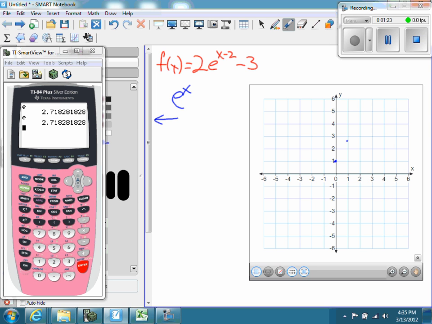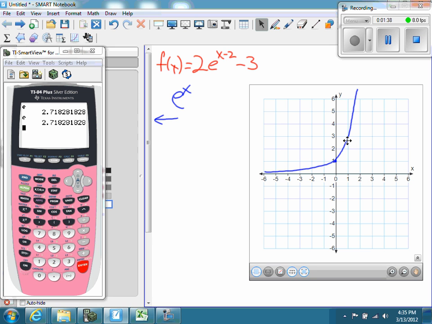So, knowing what an exponential graph looks like, I know that I have my x-axis as a horizontal asymptote, so it's going to look something like that. That is my e to the x as my parent function. Now, I have to start translating it.